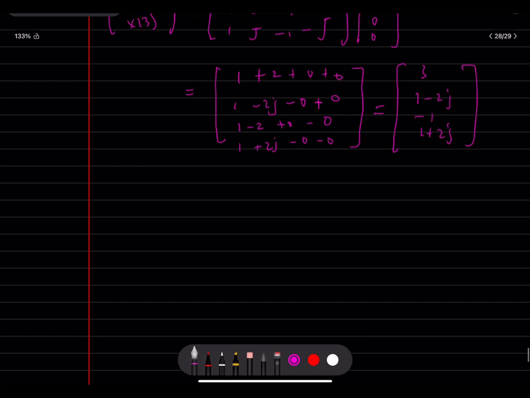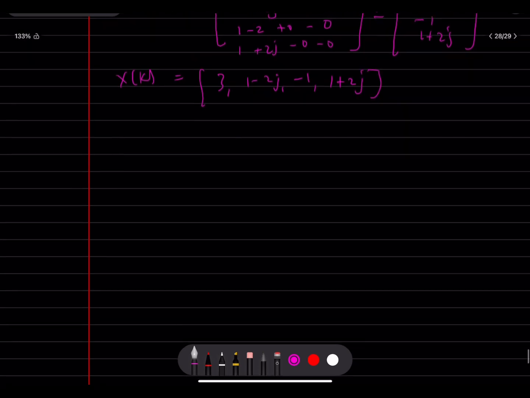That's our h of k. Therefore, we can say our h of k is equal to 3, 1 minus 2j, negative 1, 1 plus 2j. So now that we have this, we need our y of k, and it is equal to our x of k multiplied by our h of k.